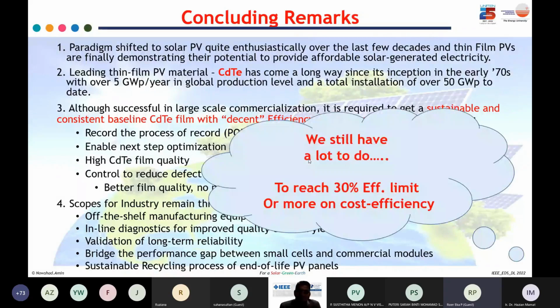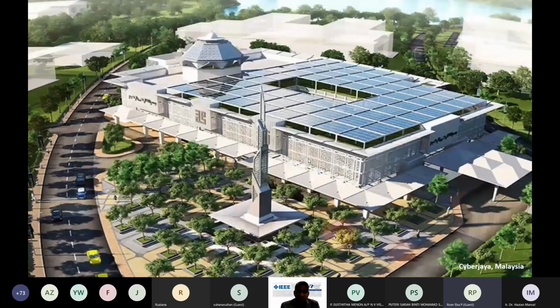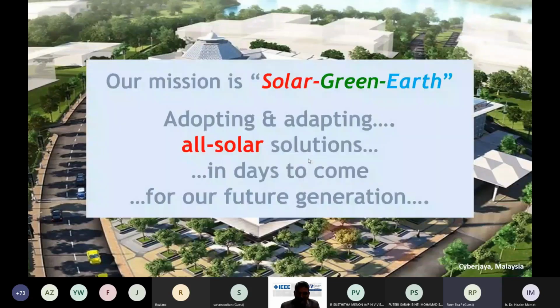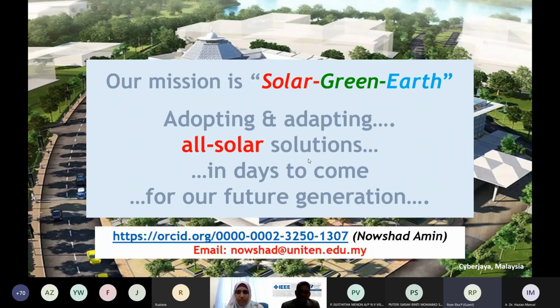So all in all, we have a lot to do, at least to reach 30% theoretical efficiency or to make it more cost efficient to make cadmium telluride solar panels more popular among the people. With that, I'd like to conclude my talk showing a picture, the mosque in Cyberjaya with solar panels, and also our motto that our mission is to re-greenify Mother Earth with solar applications, by adopting and adapting our solar solutions for our future generation.